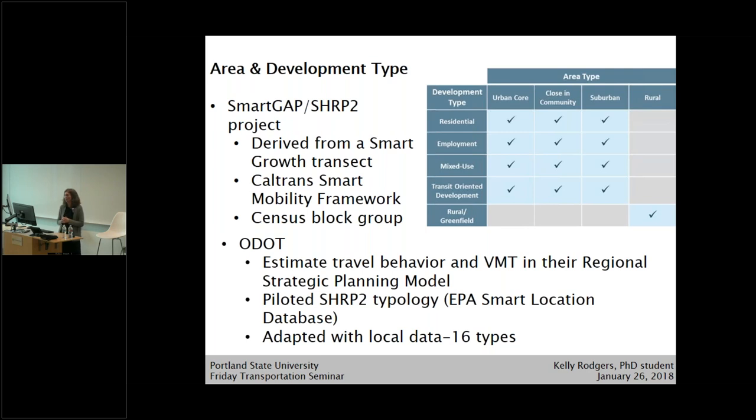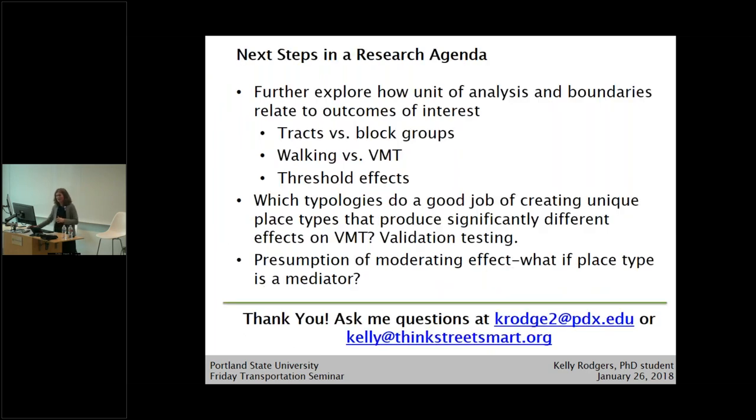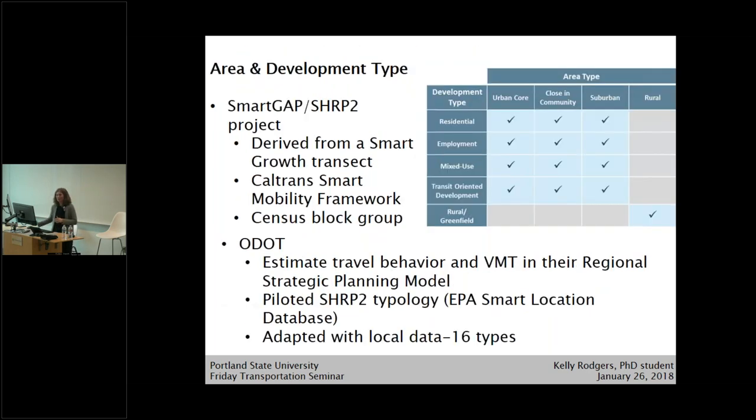I can't remember the full title, that created this scheme of types, and it was derived from a lot of different places. Caltrans has a smart mobility framework that has a lot of different place types. They looked at that, they looked at something like a transect, and then they kind of mashed that up to create their version of place types.